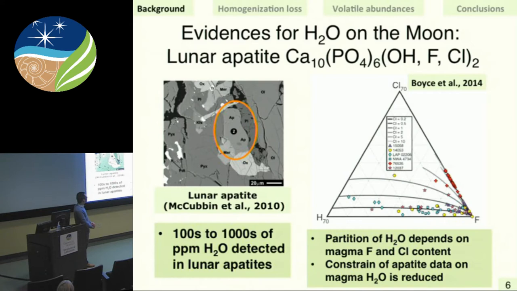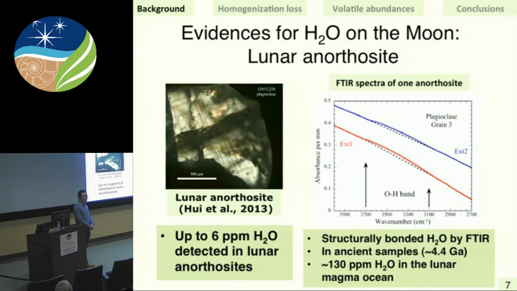And more recently, people found that partition of water in apatite actually depends on fluorine and chlorine content in the magma. Which means in this triplot of fluorine, chlorine, and hydrogen, the apatite grains with high water can be produced with no difference from the ones with low water by just varying chlorine content in the magma. So that means the constraint of apatite data on the magma water content has been reduced.